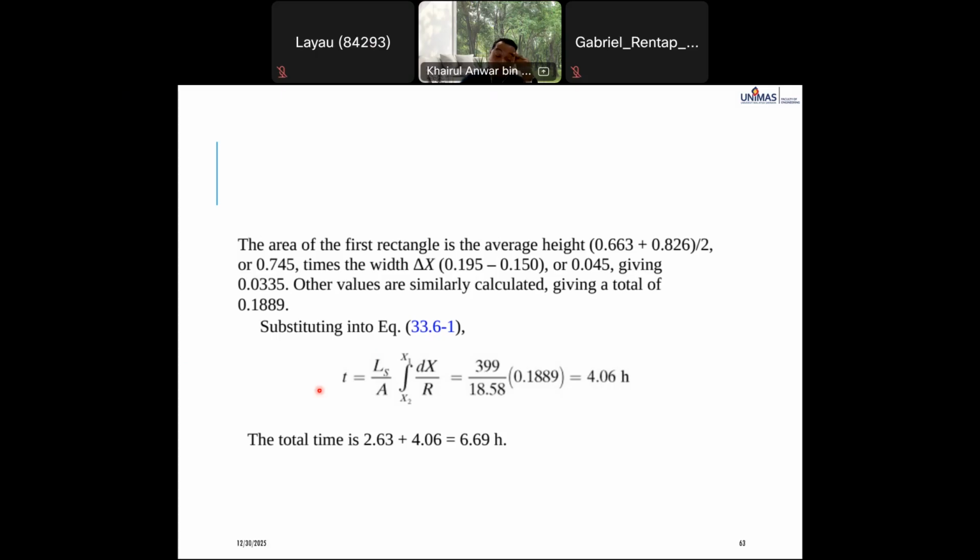in equation 9.6-1, Ls over A is 21.5, in this case 399 divided by 18.58. Then for this numerical integration, the value is 0.1889, giving 4.06. Total time is 2.63 plus 4.06. This is the total time of 6.69 hours. This total time is from the constant rate period to the falling rate period.